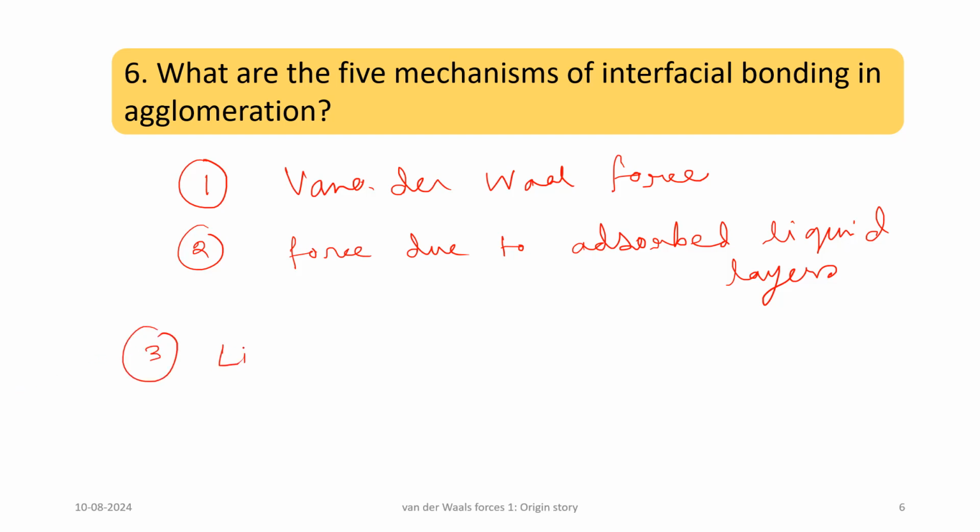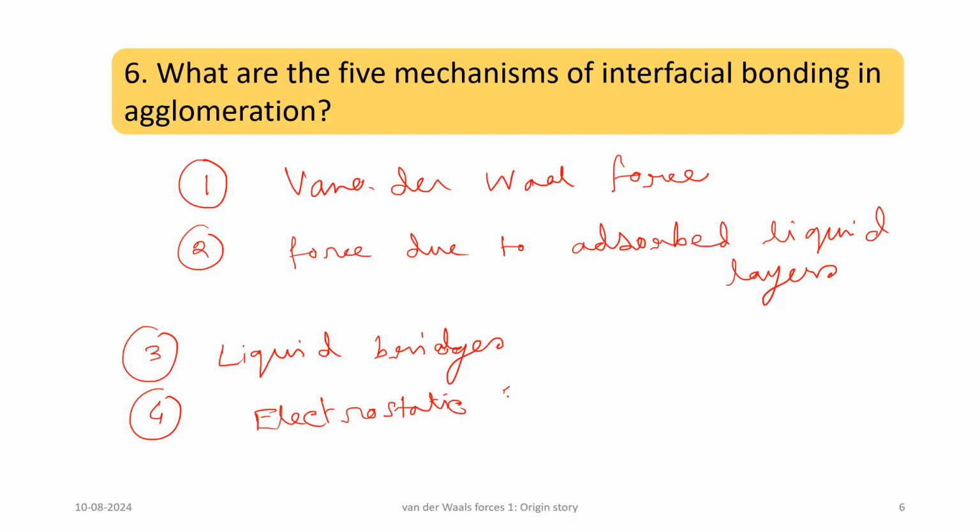Third one is liquid bridges. Fourth type of force is electrostatic force. If the particles are charged, then they can experience the electrostatic force. Fifth one is the solid bridges. So these are the 5 forces applying on particles to make them agglomerated.